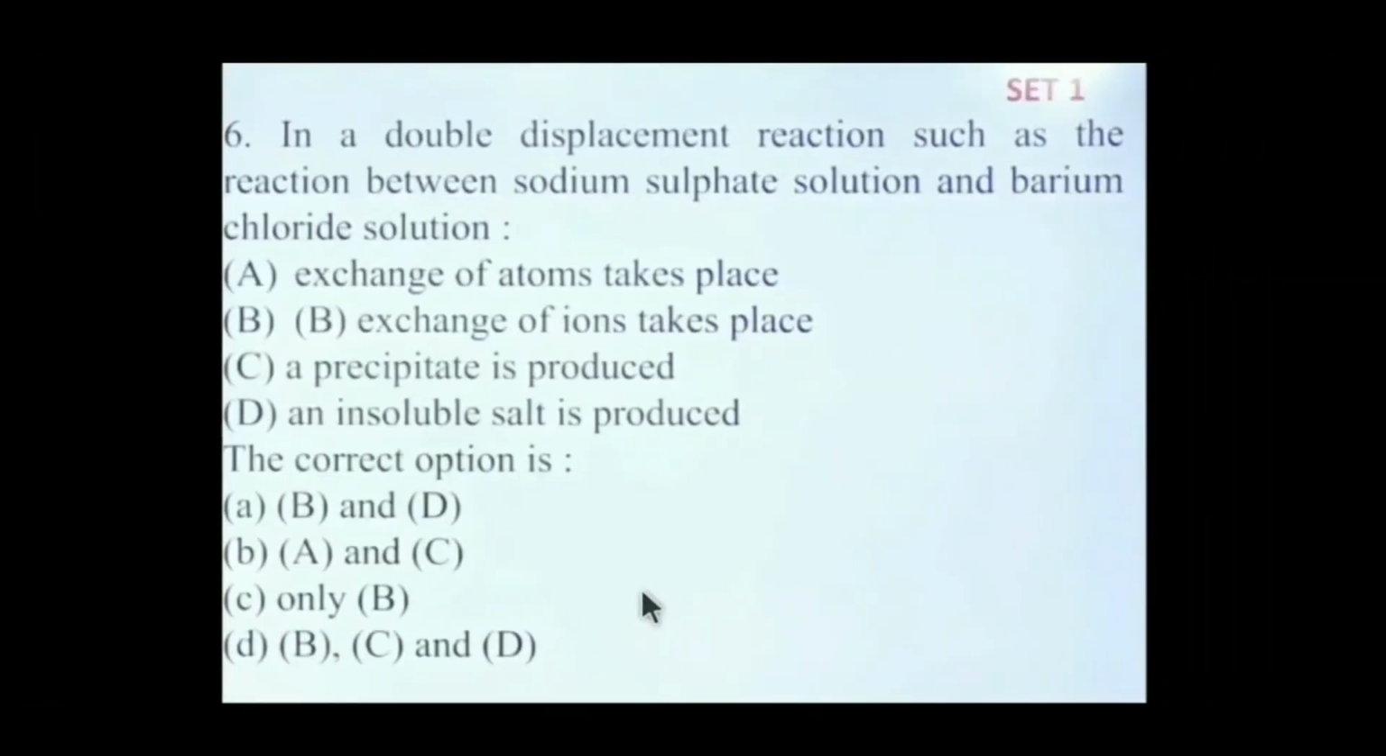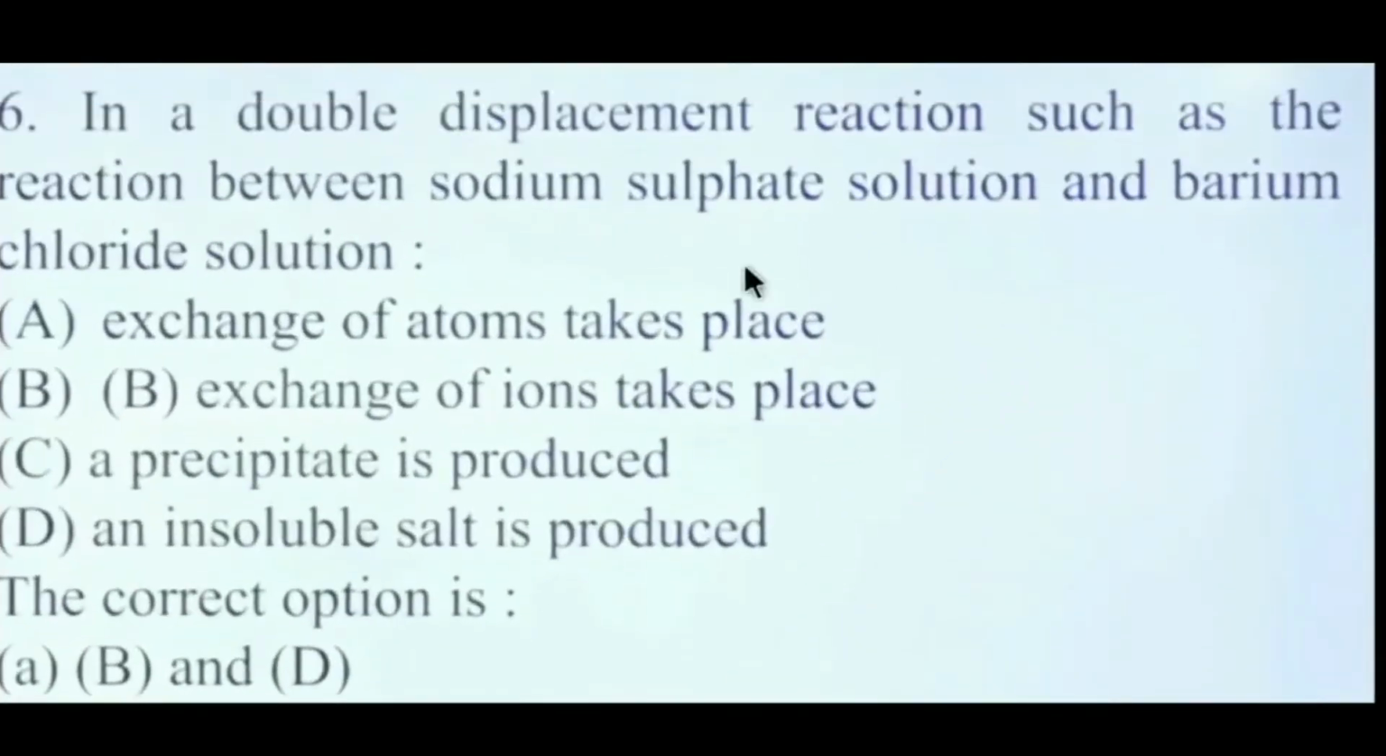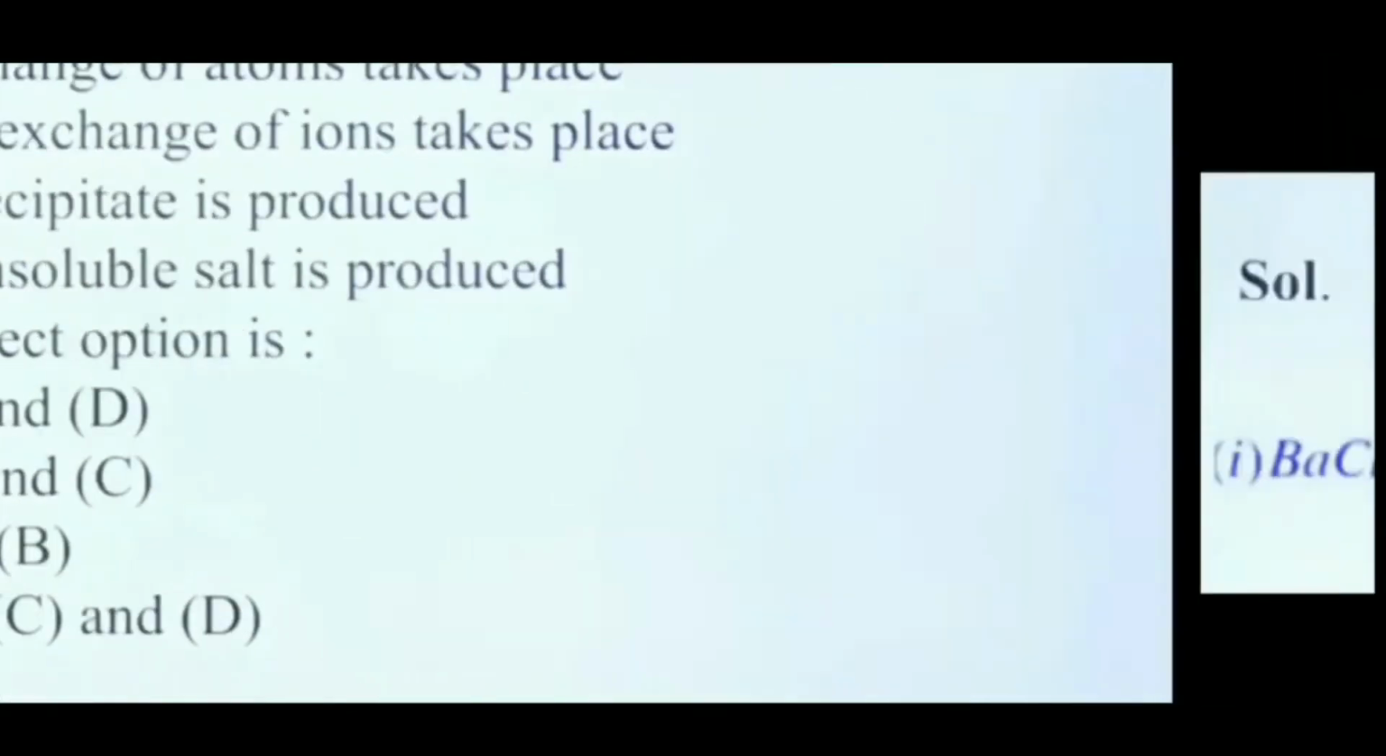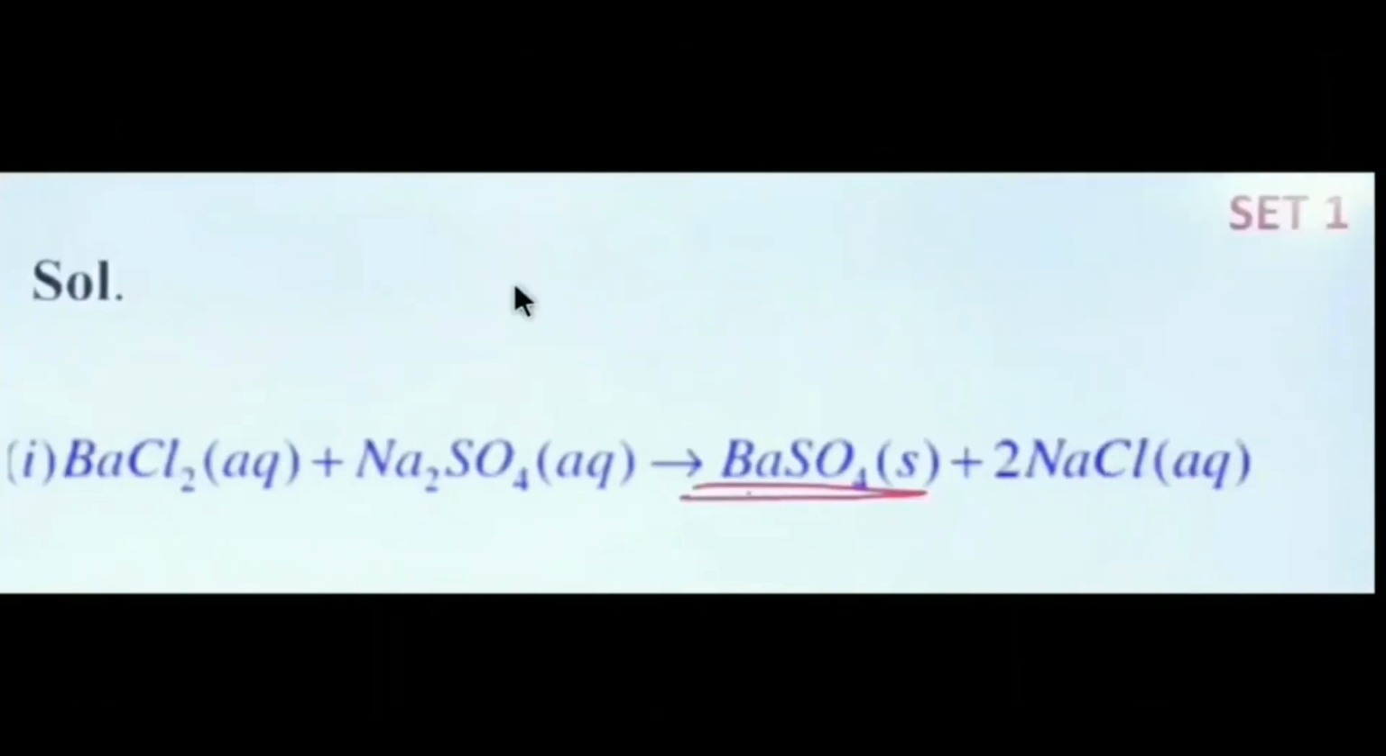After that there was this question: in a double displacement reaction such as the reaction between sodium sulfate solution and barium chloride solution, write the equation. So the answer was BaCl2(aq) plus Na2SO4(aq) gives BaSO4(s) plus 2NaCl(aq).